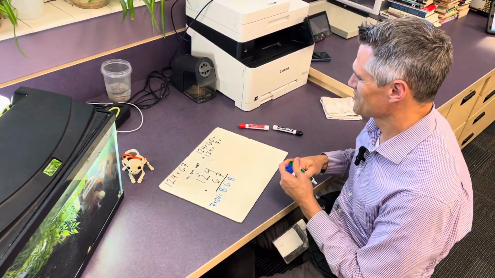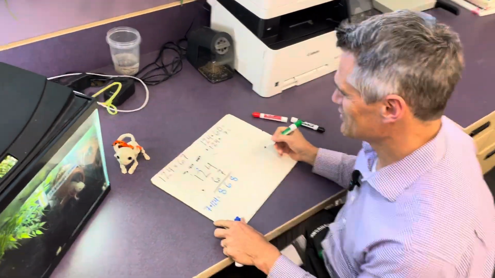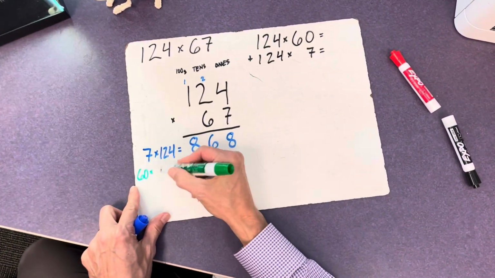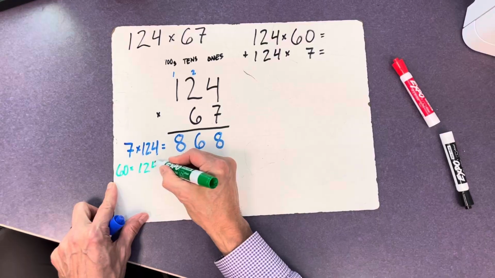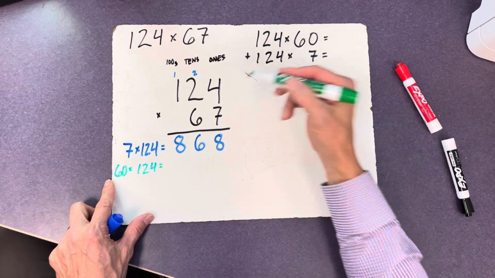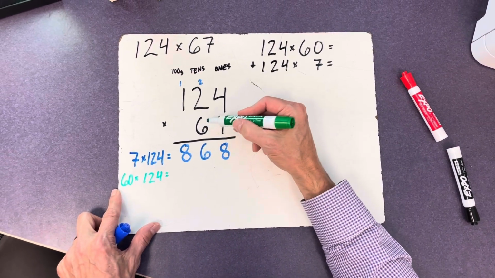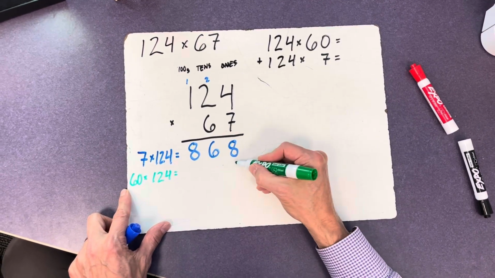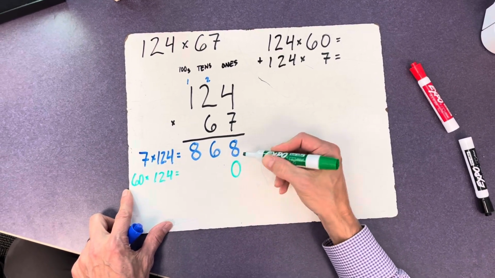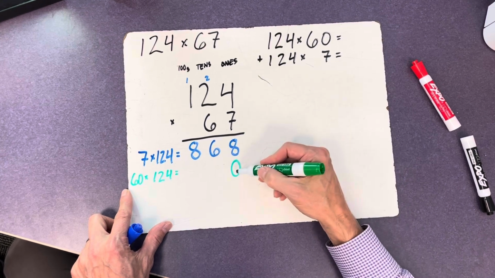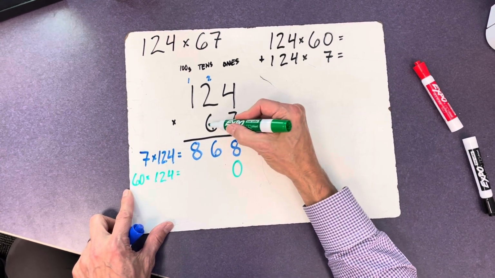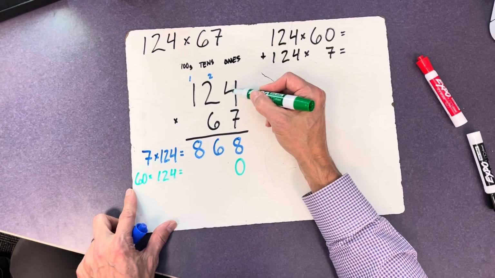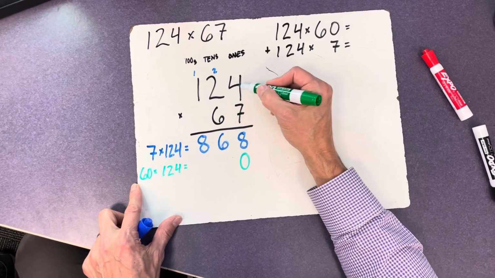All right. Our next line is 60 times 124. Now 6 here is in the tens column, and so I'm going to put a placeholder 0 right there in that ones column. And now when I multiply 6 tens times 4, that's not going to be 24, that's going to be 240.